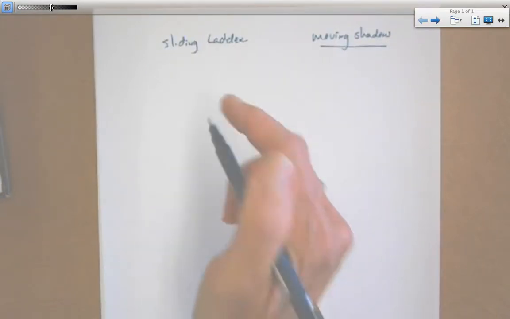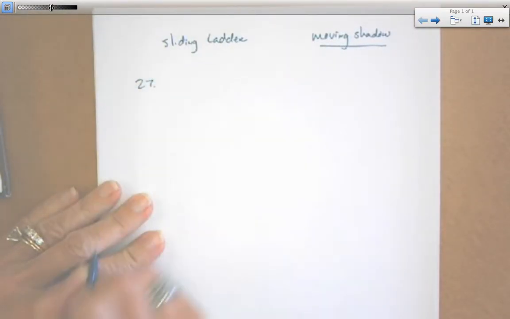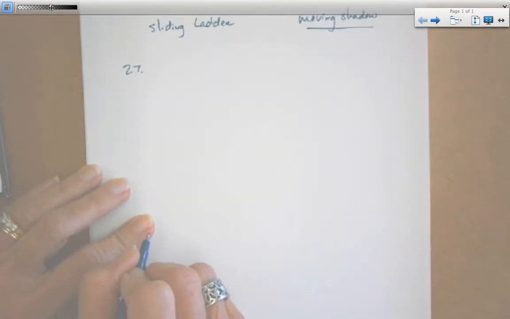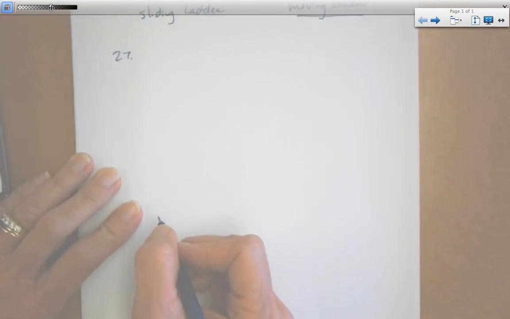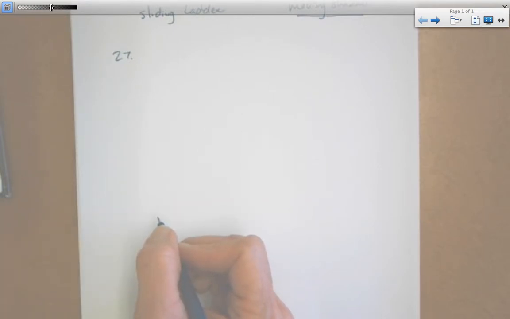I am on page 27. Okay. All right, a ladder 25 feet long is leaning against the wall of a house. The base of the ladder is pulled away from the wall at a rate of 2 feet per second. How fast is the top of the ladder moving down the wall when its base is 7 feet, 15 feet, 24 feet from the wall? So we really got three problems in one.